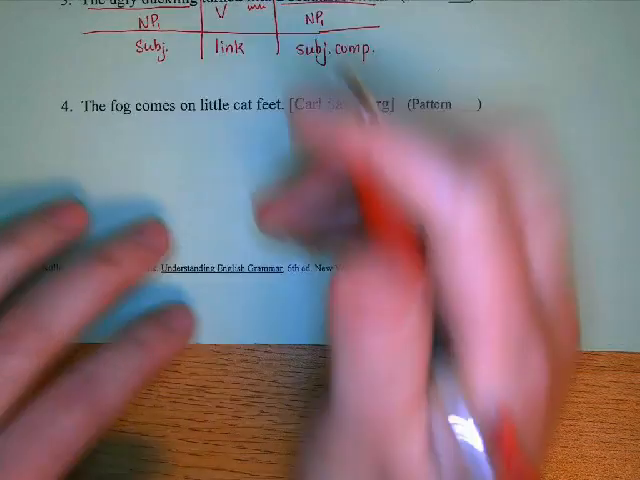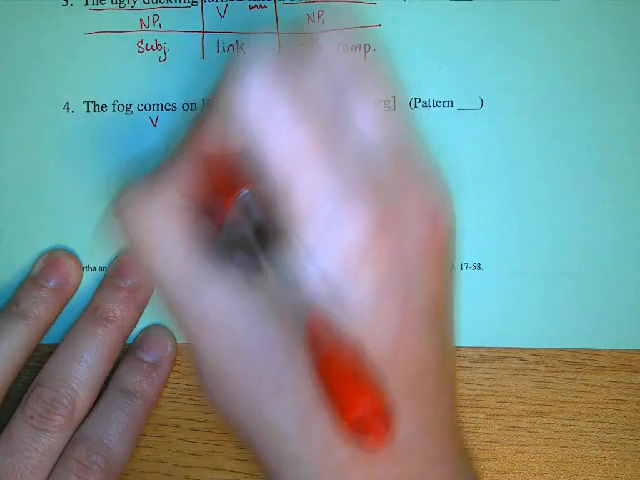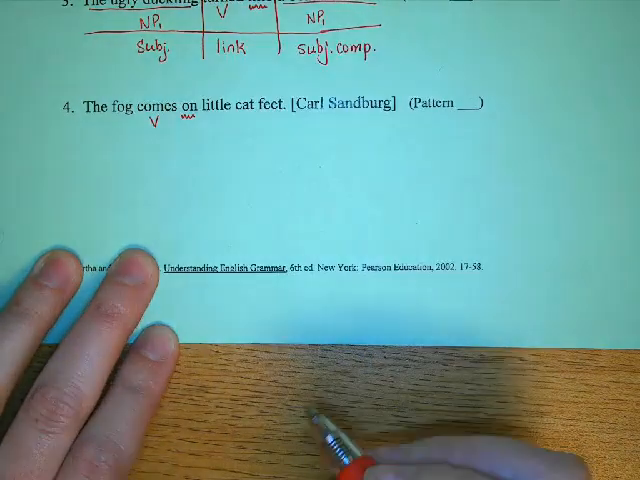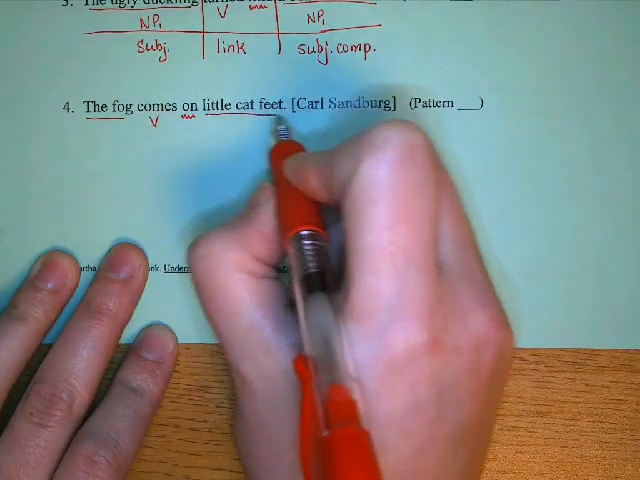Take a look at number 4. The fog comes on little cat feet. So Carl Sandburg, part of a piece of poetry that he wrote here. So we say comes as our verb, on is a preposition, and we have the fog and little cat feet are 2 noun phrases.